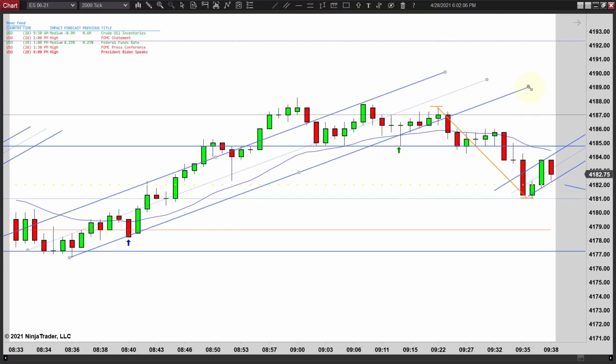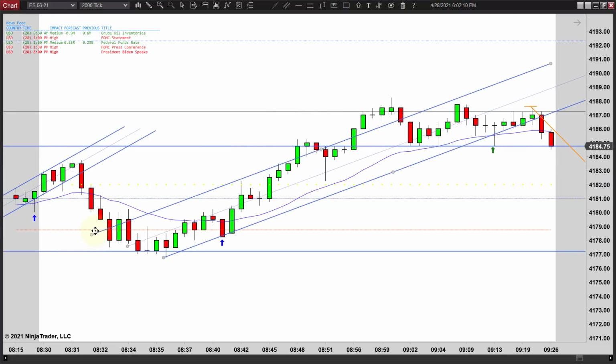Just adjusting this a little bit. I think I originally had it like that. Somehow I've gotten it off there a little bit.